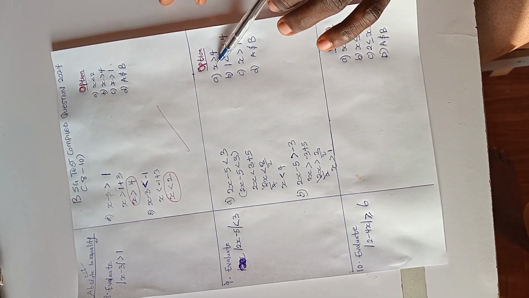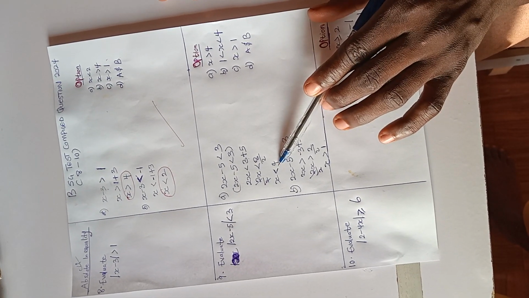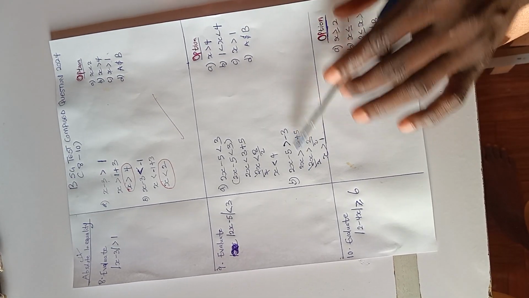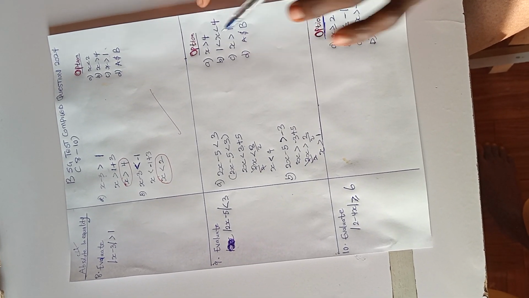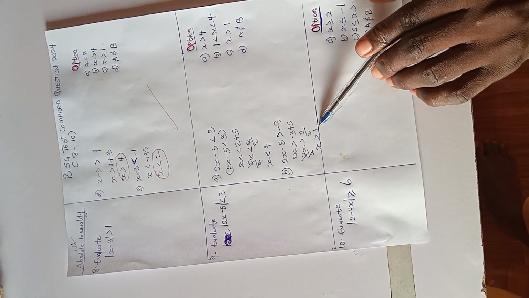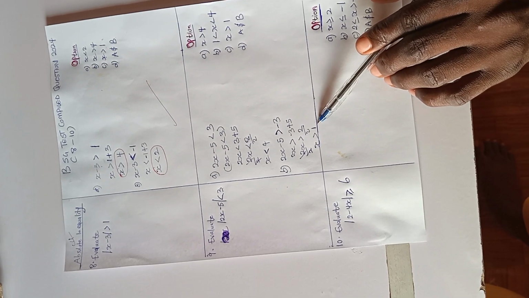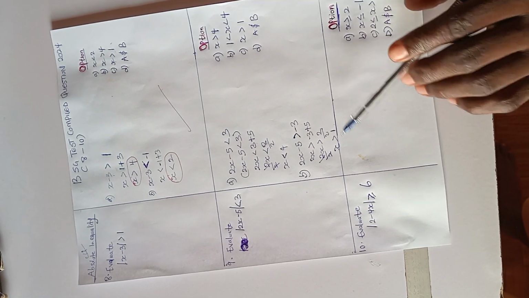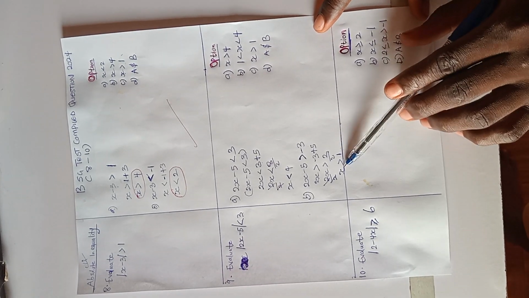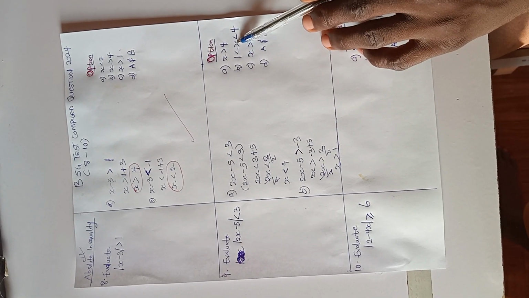Option A says x is greater than 4, and this is not greater than 4, it's less than. So this cannot be the option. Option B said 1 is less than x. If I say x is greater than 1, that means 1 is less than x. If you are greater than me, that means I am less than you. So another form of writing x greater than 1 is 1 less than x. That means this can be correct.